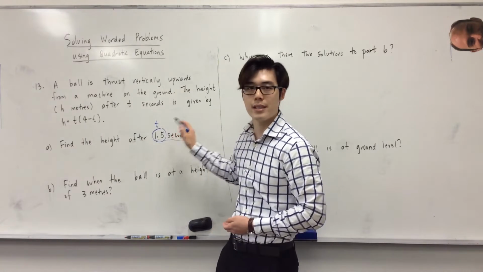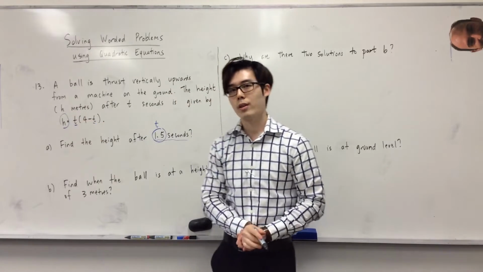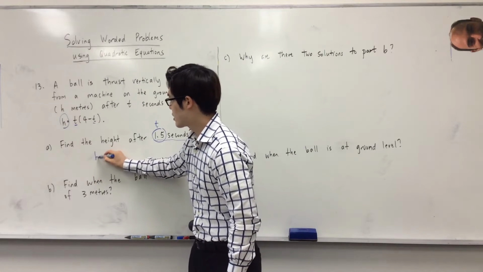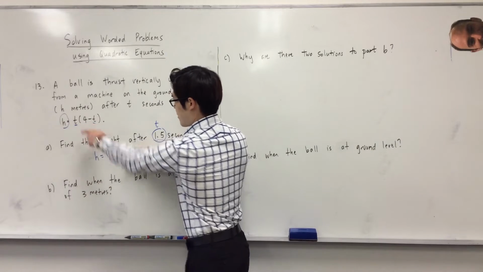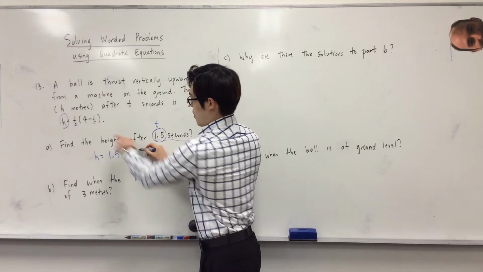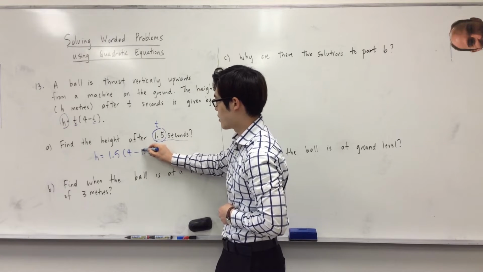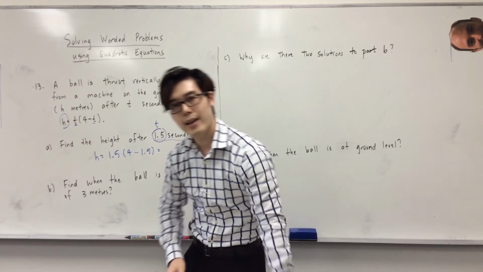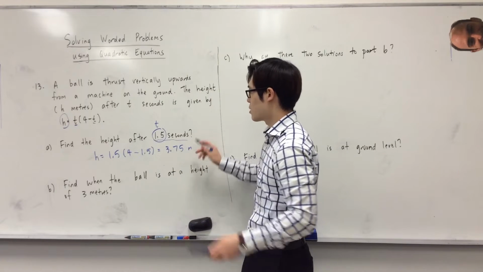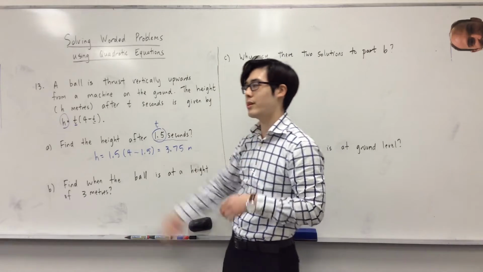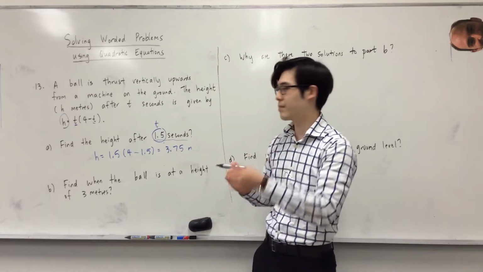So what they want you to do is basically plug that 1.5 into the equation so you know what the value of h is. Alright, so h equals, my t is 1.5, bracket 4 minus t, so in this case it's minus 1.5. That's basically all you need to do, it's just substitution. Just plug it into the calculator and then we'll get 3.75 meters. So what they're saying is after the ball is thrusted in the air, after 1.5 seconds it will be 3.75 meters in the air.